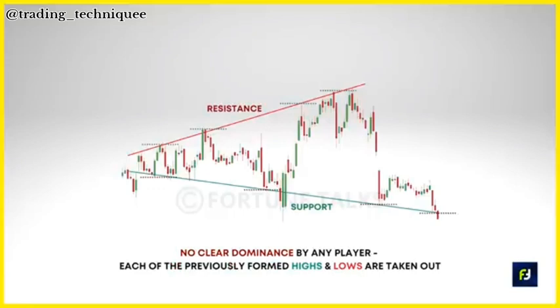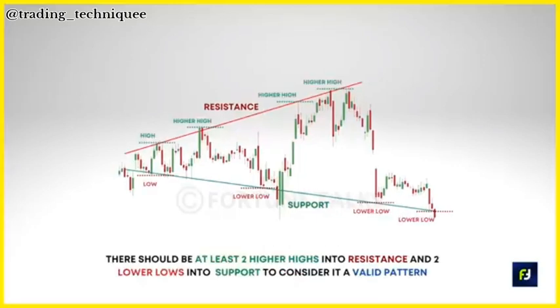Even though the price action is evident after each price swing, there is no clear dominance by a single player. That is, the buyers and sellers are trying to force their dominance, but each attempt is countered, resulting in a state of indecision. Moreover, there should be at least two price swings along the sloping trend lines. That is, there should be at least two higher highs into the ascending trend line resistance and two lower highs into the descending trend line support to consider it as a valid pattern.